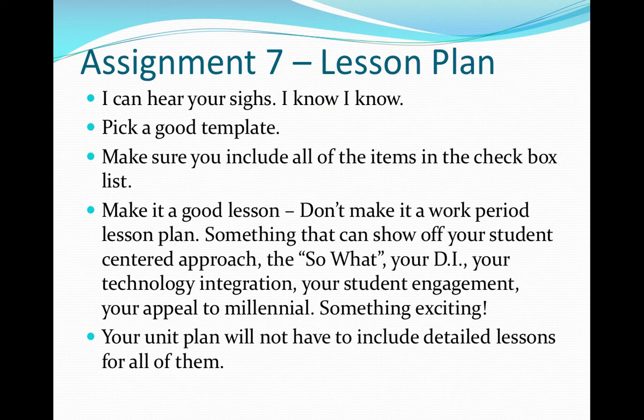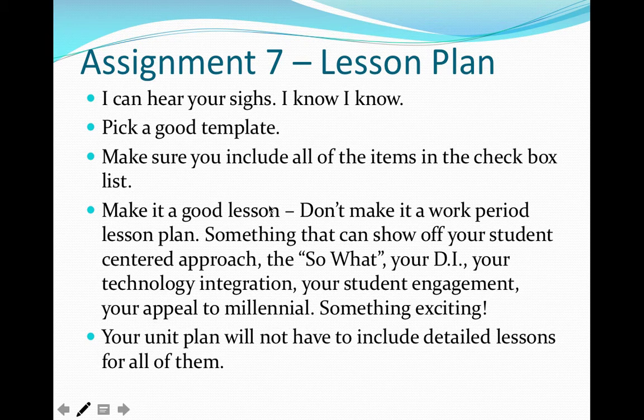Okay, and then assignment 7 is actually writing me a full-on lesson plan. I know. So there is a Nipissing University template. However, if you have other templates that you like more, or you'd like to adjust the Nipissing one to suit your needs, go ahead. But I am looking for a very long, detailed one. And I am looking for a good one.